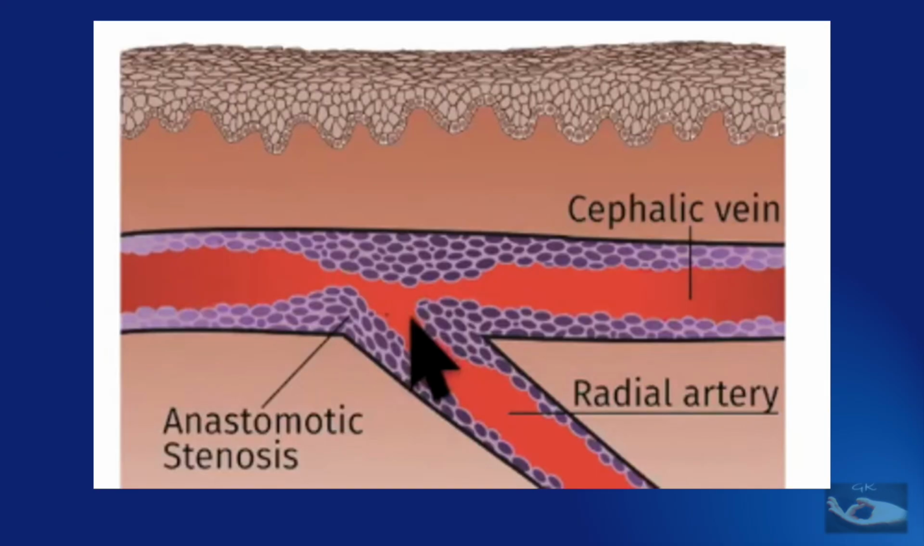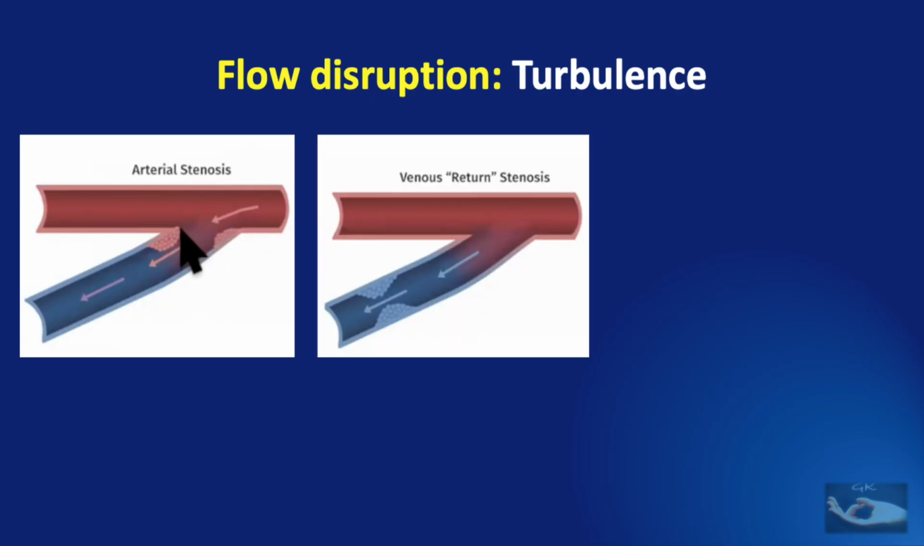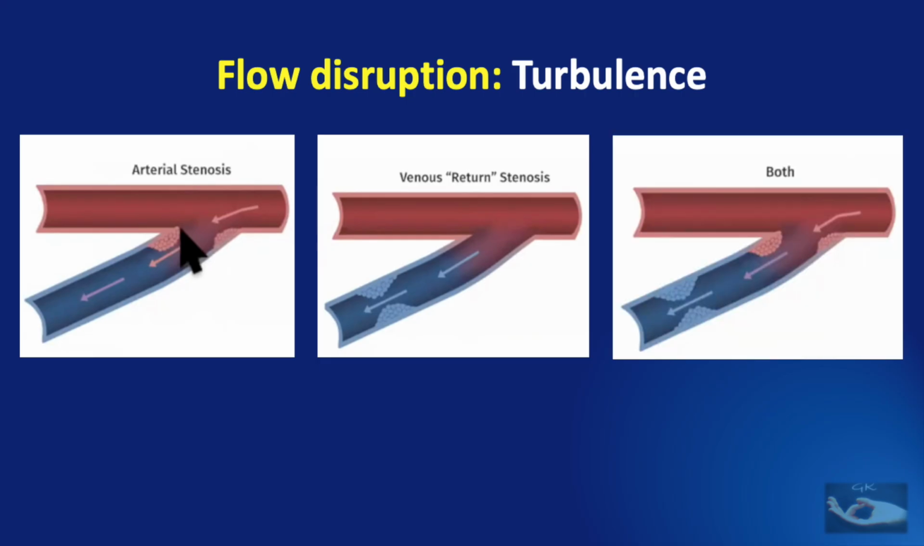And that turbulent flow, as we have seen, can cause intimal hyperplasia. This intimal hyperplasia results in what is known as a stenosis. This stenosis could be an arterial stenosis occurring at the junction of the artery and the anastomosed vein, venous return stenosis, that is stenosis occurring a little downstream in the vein that has been anastomosed end to side to the artery, or both arterial and venous stenosis.